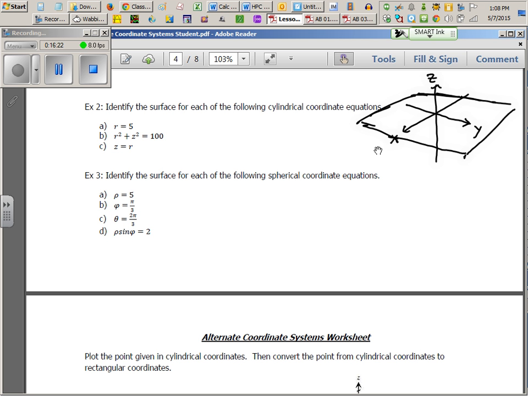Polar equation, what is it? r equals 5. Just when you graphed r equals 5 in the past, it's a circle, right? In fact, a circle of radius 5, centered at the origin, right? So this is r equals 5.